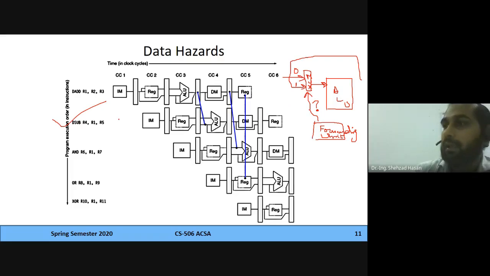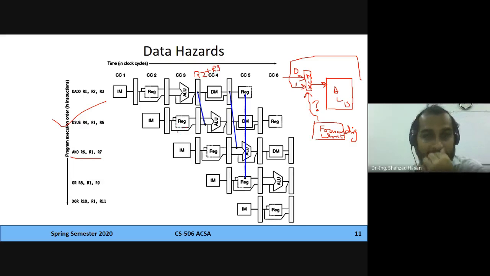Okay. But then let's come to the AND instruction, because we know OR and XOR were already fine. Now, if you come to the AND instruction, we see here the same logic that we did earlier, that the result is available at the end of the third cycle. The result R2 plus R3 is over here. Okay. And where do we need that? So we need that in the fifth cycle here. Okay, so we need that.